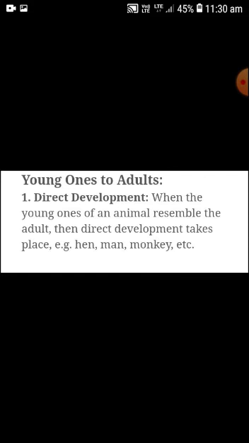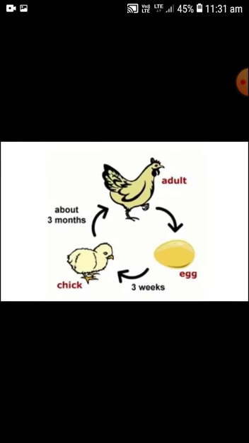Young ones to adult. Direct development takes place when the young ones of an animal resemble the adult, for example in hen, man, monkey. You can see here in the hen how the direct development of the baby takes place through the laying of eggs.